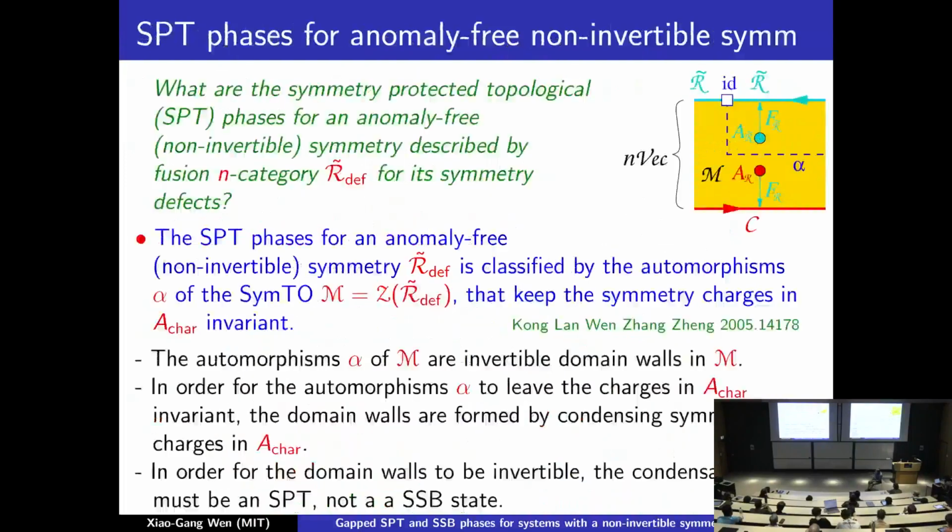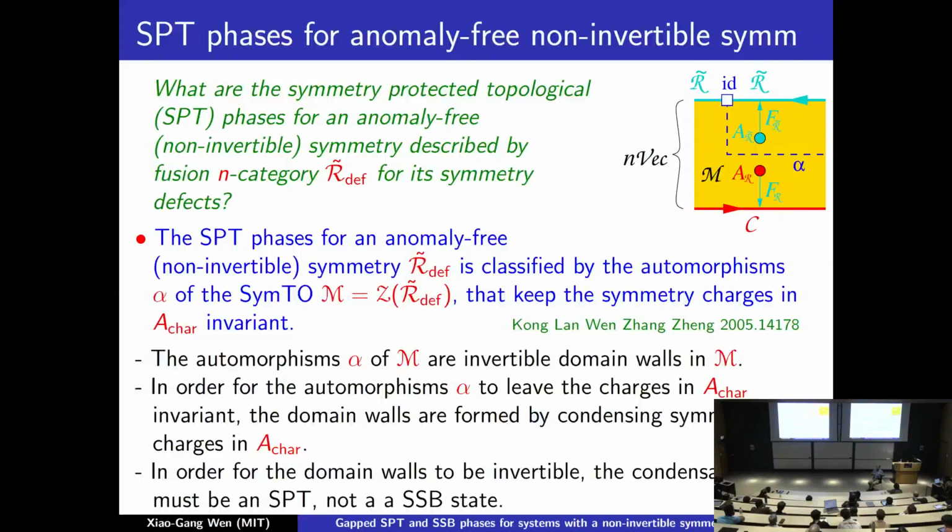Okay, so using this holographic picture, we can address some very common questions, but now we apply them to non-invertible symmetry. For example, what are SPT states? What is symmetry enriched topological order? In this 2020 paper, we studied this problem. For SPT states, it's easier to state. The result is the following: the SPT phases for anomaly-free symmetry, including non-invertible symmetry, are classified by the automorphisms of this bulk topological order. So that's basically the relation.